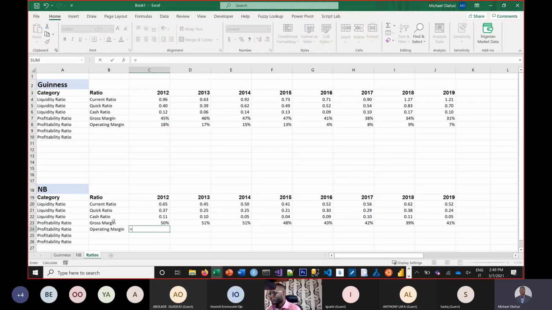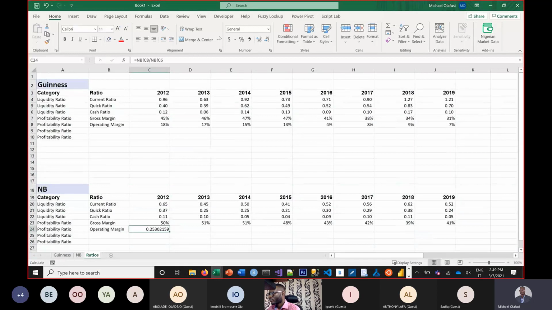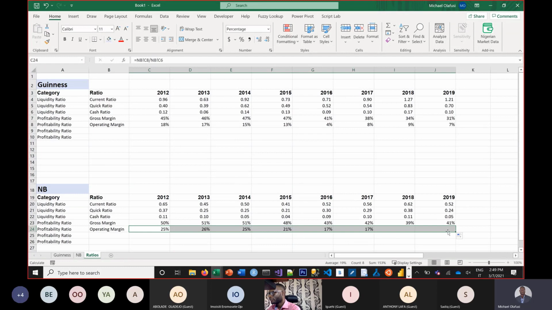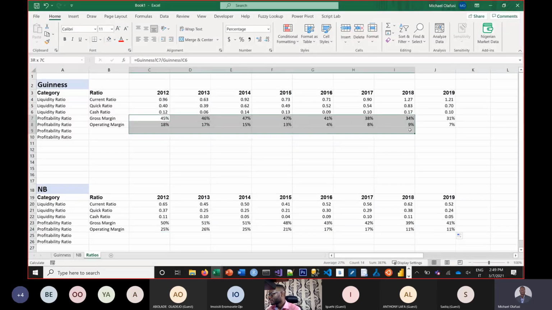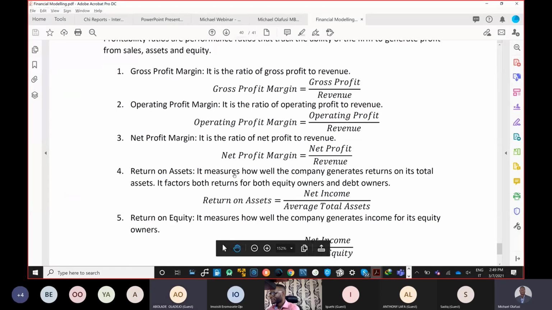So I go to Nigerian Breweries, I take the operating profits, I divide by the revenue. And instantly we are seeing who is profitable, who in its own profitability ratio seems to have the upper hand. You can say that both of them are seeing a decline in their profitability ratios, but one is having it worse than the other, right? So let's carry on. Let's go to the net profit margin.